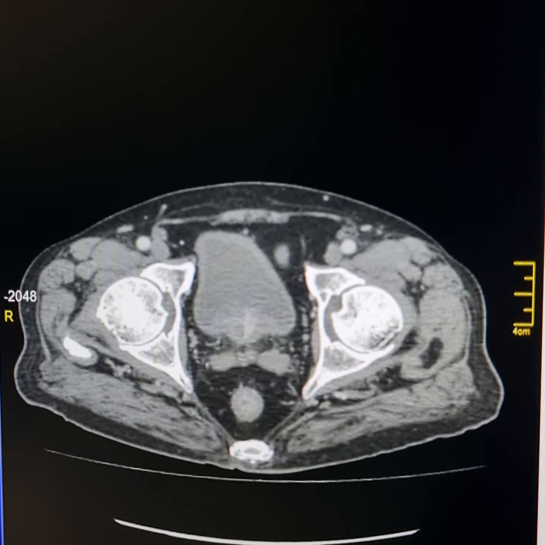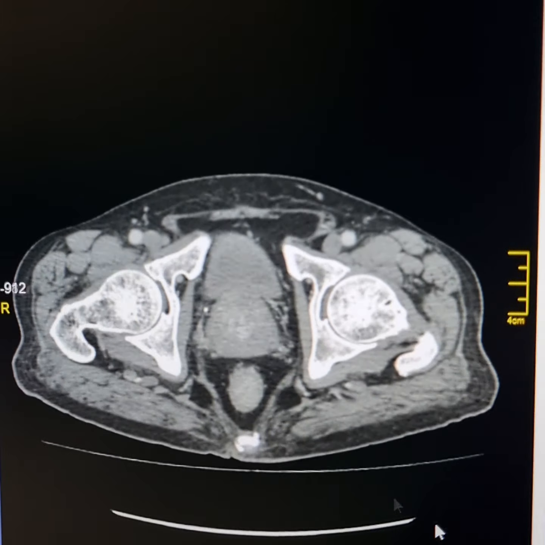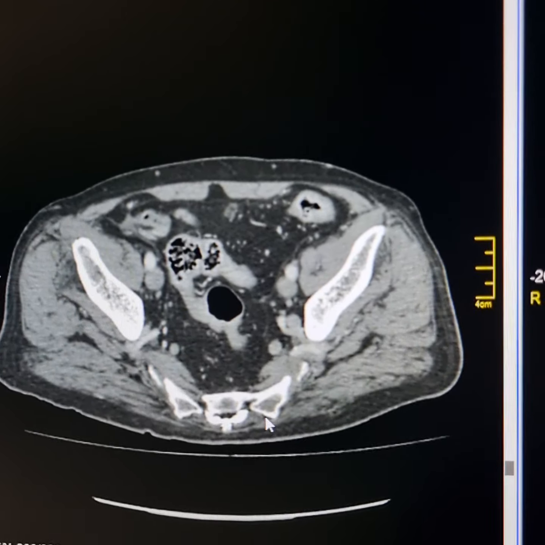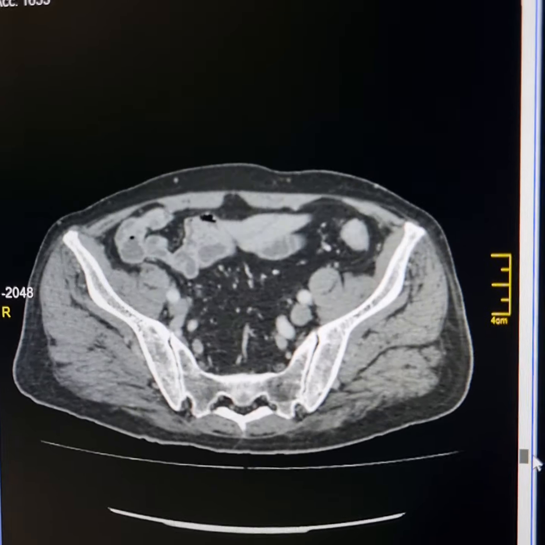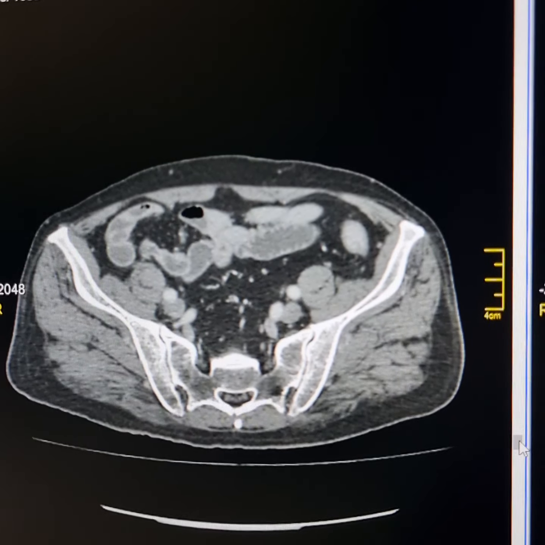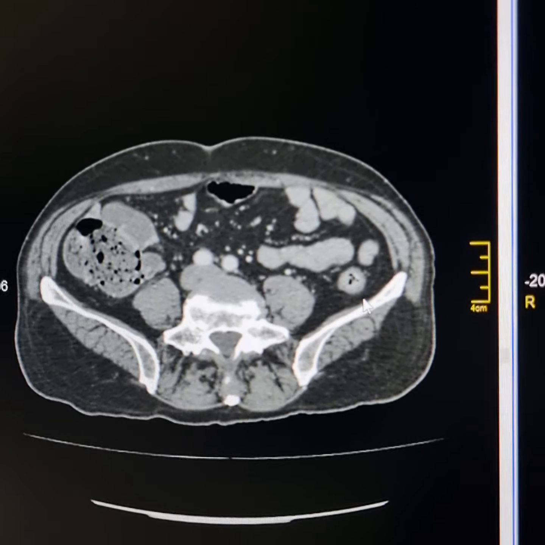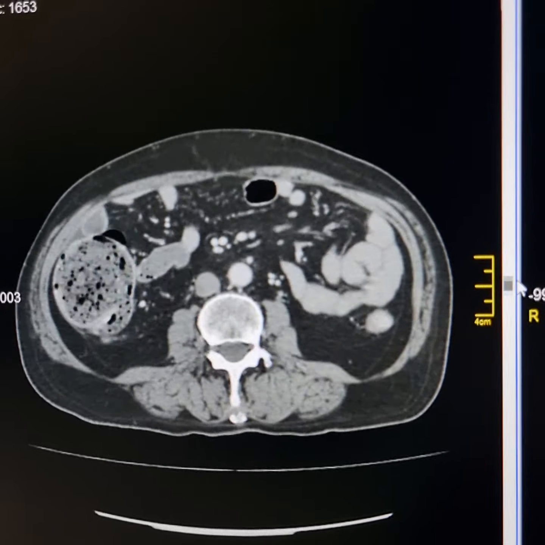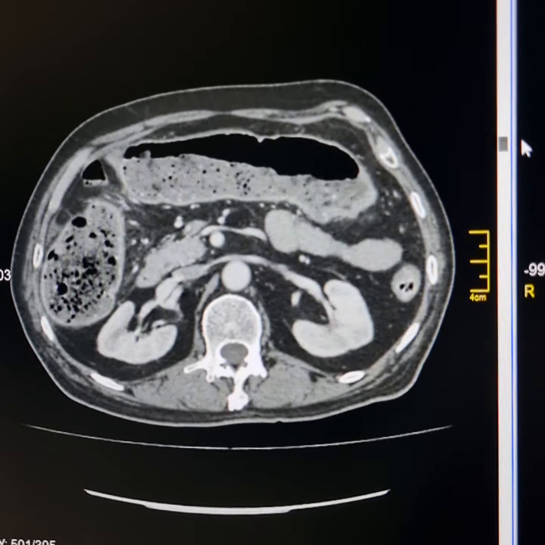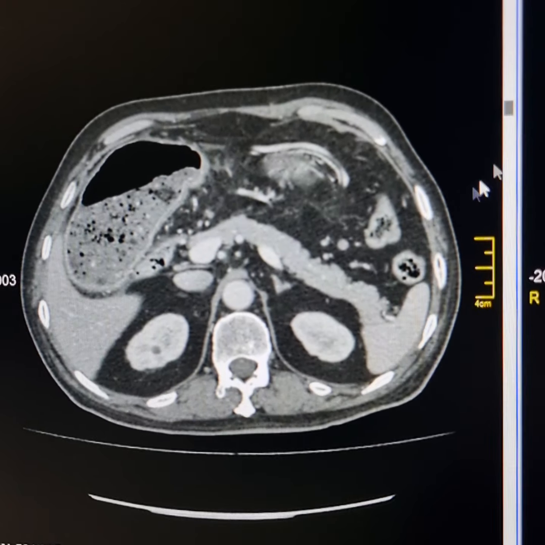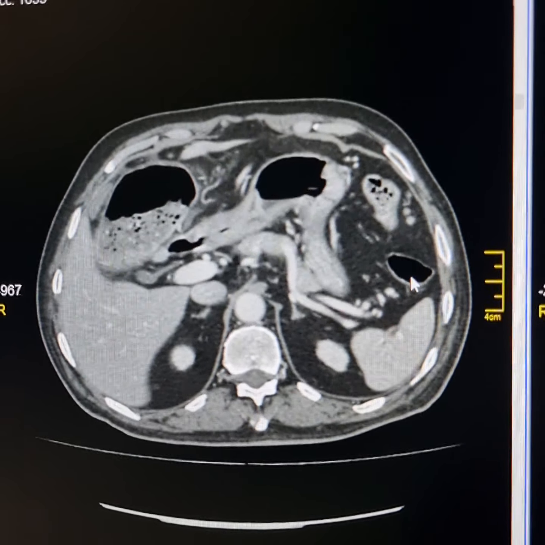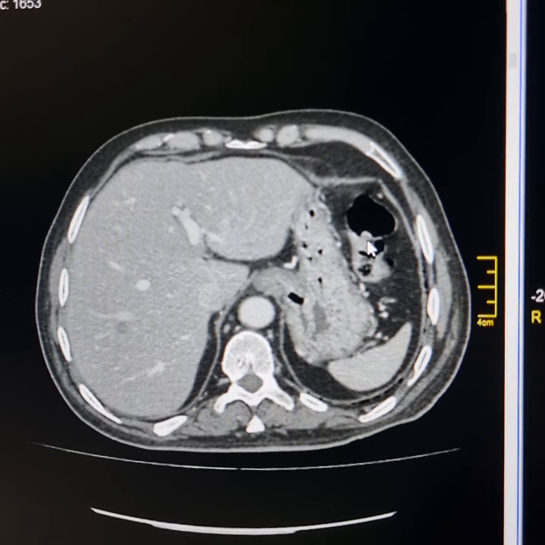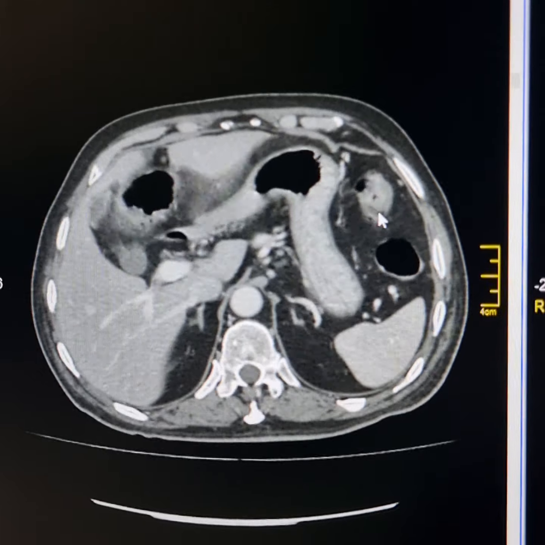I trace it down. This is the rectum here from below upwards. This is the sigmoid colon of normal caliber. Sigmoid colon. I trace this upwards. Descending colon. It is of normal caliber. This is the splenic flexure of colon here. This one. Now I scroll it down.